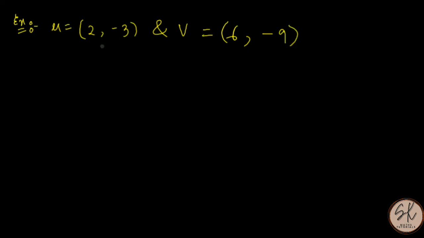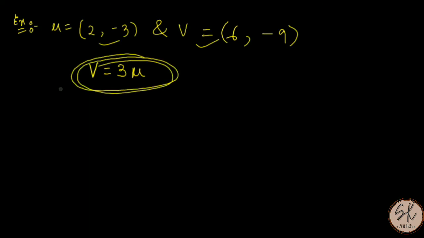Now see, if we are given two vectors, say u is equal to (2, -3) and v is equal to (6, -9), and we are asked to find whether these vectors are linearly dependent or independent, we can see that here v is equal to 3 times u, isn't it? So therefore the vectors are linearly dependent.